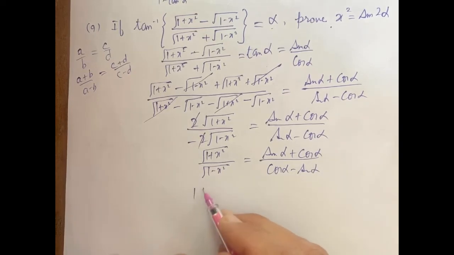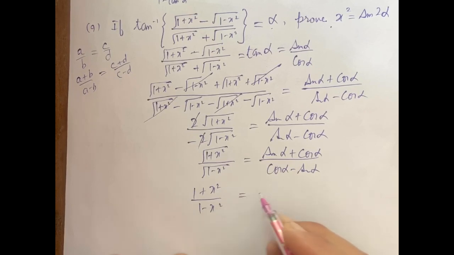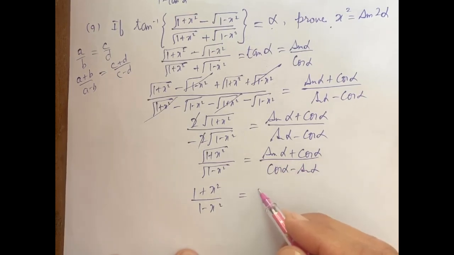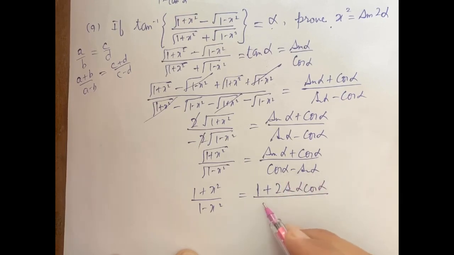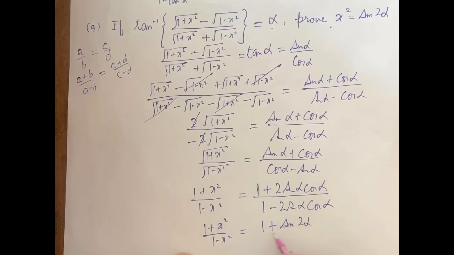Squaring both sides, 1 plus x square upon 1 minus x square. Sin alpha plus cos alpha whole square is sin square of alpha plus cos square alpha, which is 1, plus 2 sin alpha into cos of alpha. And cos alpha minus sin alpha whole square is cos square alpha plus sin square alpha, 1 minus 2 sin alpha into cos of alpha. This is 1 plus x square upon 1 minus x square. Now 2 sin alpha cos alpha is sin of 2 alpha. Now comparing, we get x square equals sin of 2 alpha. This is what we wanted to do.